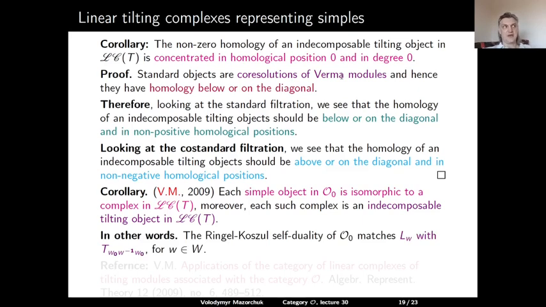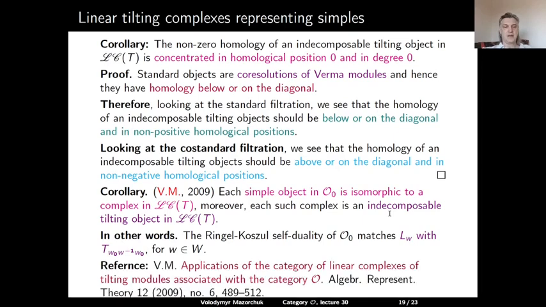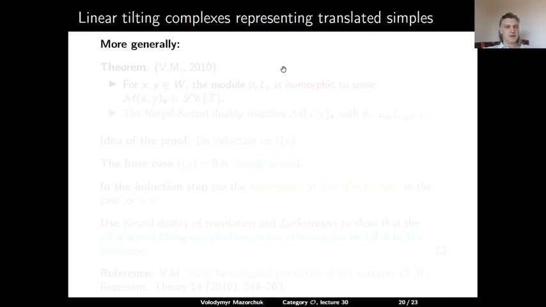Another way to phrase this corollary is that the Ringel-Koszul self-duality of O matches the simple module L_W with the indecomposable tilting module T_{W0 W^{-1}} for any W. And the reference for this is my paper from 2009, Applications of the Category of Linear Complexes of Tilting Modules Associated with Category O. The last result can be generalized in the following way.